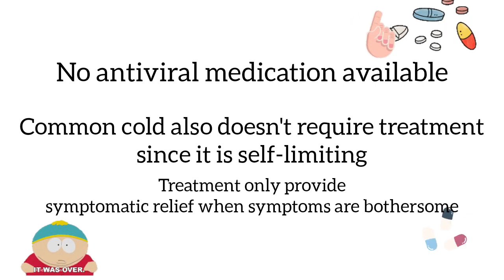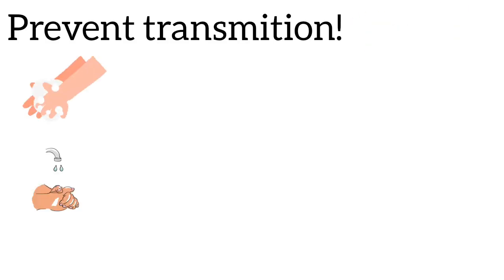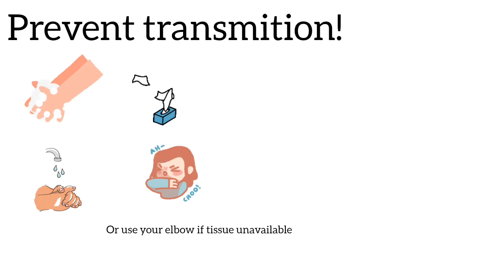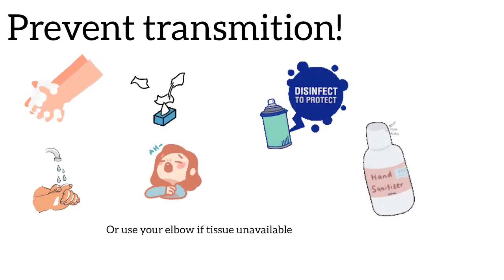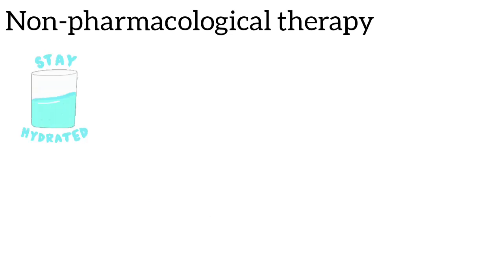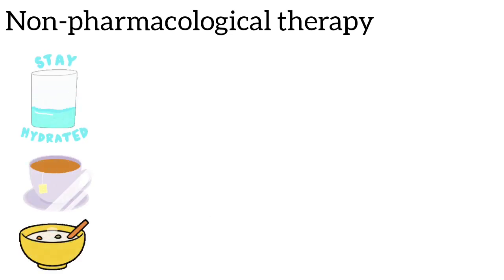So how do we prevent transmission? Frequently washing your hand with soap for at least 15 seconds, using facial tissues to cover your mouth and nose when coughing or sneezing, using antiviral products to clean surfaces. Non-pharmacological therapy for adults include a lot of fluid intake, tea with lemon and honey, chicken soup, and others.